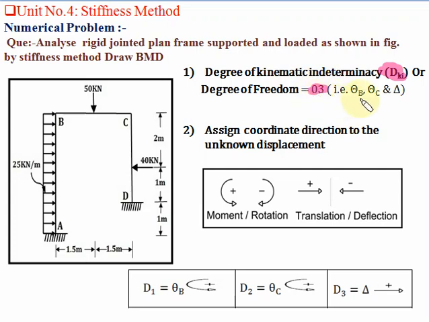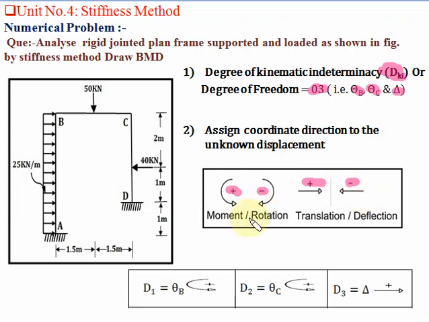First, theta B, that is rotation at B. Second, theta C, rotation at C. And the third one is the sway. Then we assigned the coordinate directions. Before that, we assumed the sign convention. If the movement is anti-clockwise, plus sign. If the movement is clockwise, we assume negative sign. If the translation or deflection is toward the right, we assume plus sign, and if it is toward the left side, we assume negative sign.